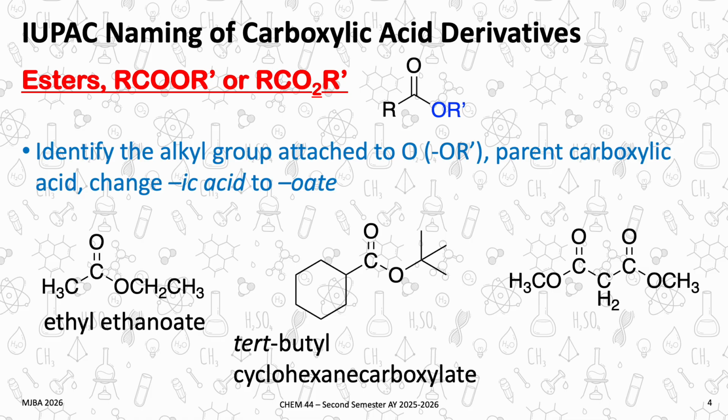This part, we see that this is a highly symmetric diester. The structure has two ester groups on it, and it is very symmetric. We have methyl groups on the OR, and the three-carbon straight chain dicarboxylic acid is called malonic acid. So we are going to name this as dimethyl malonate.